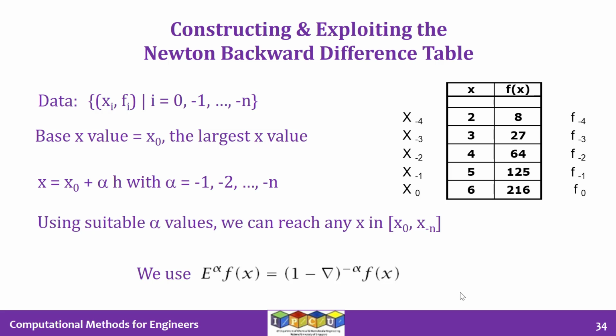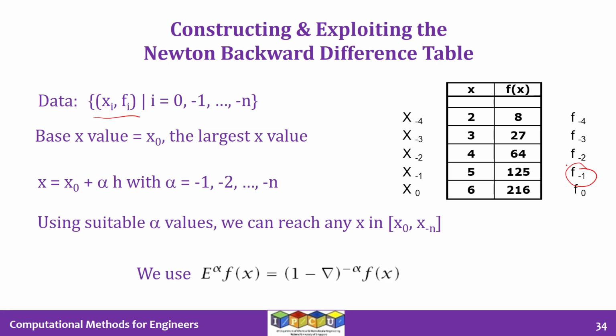The data in this case are in this notation, xi, fi, that is the usual thing, but we are going to number the subscript i from 0 to minus n. So 0, minus 1, minus 2 till minus n. So you will have data points like x0 and the corresponding f value will be f0. Then you will have a data point which is denoted by the symbol x minus 1 and that corresponds to an f value which is indicated by the symbol f subscript minus 1 and so on.